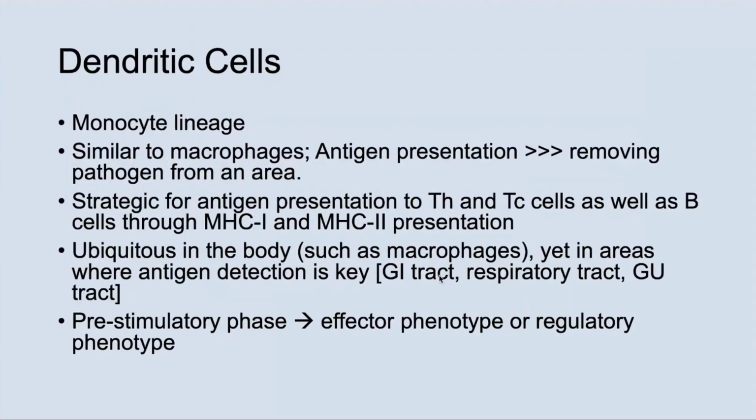Dendritic cells are, of course, of monocyte lineage as well. They're a little similar, where they can also do antigen presentation, but they do that much more than they do the cleanup that macrophages do. They're strategic for antigen presentation for both Th1 cells and cytotoxic T cells, as well as B cells. And they do this through both MHC1 and MHC2 presentation.